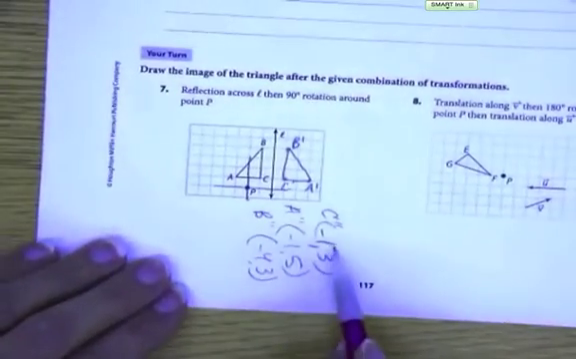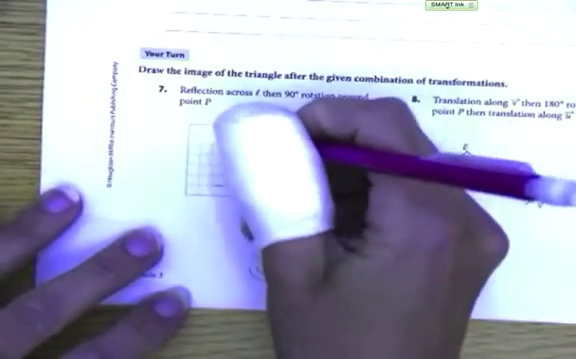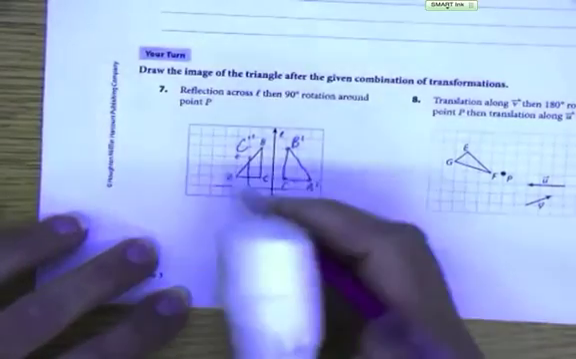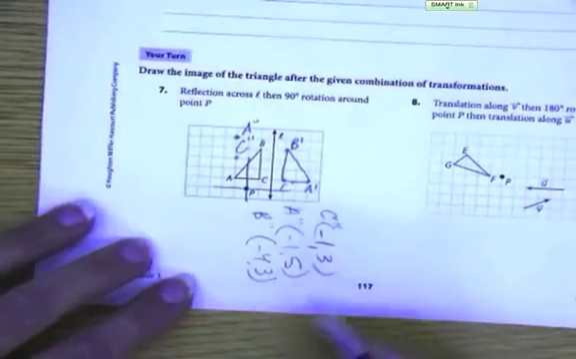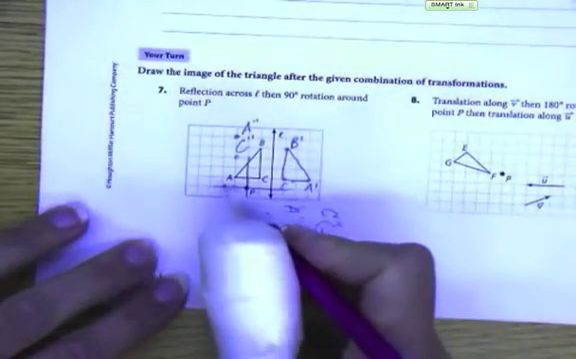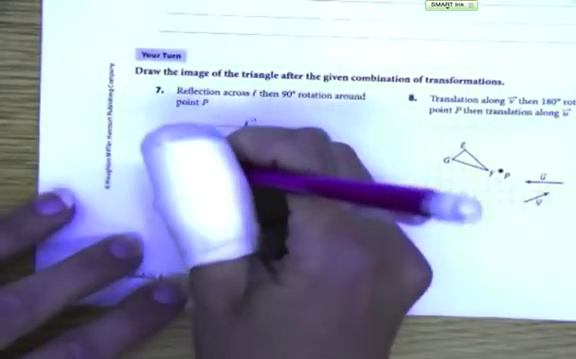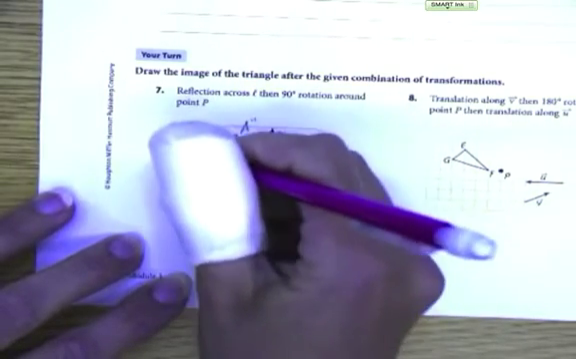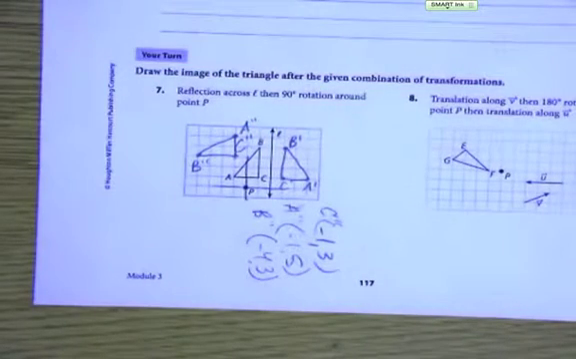Okay, so C would be at negative 1, 1, 2, 3. So this is where C double prime is. A double prime is at negative 1, 5. So here's A double prime. And B double prime is at negative 4, 1, 2, 3, 4, 1, 2, 3. So there's B double prime. And when I connect the dots, that is my final answer after the reflection and rotation.